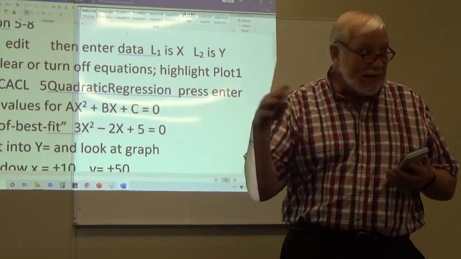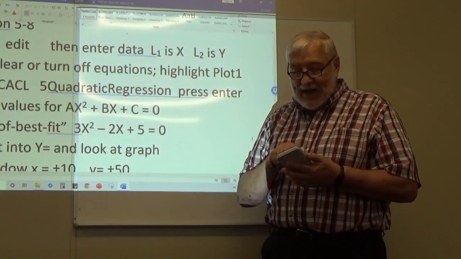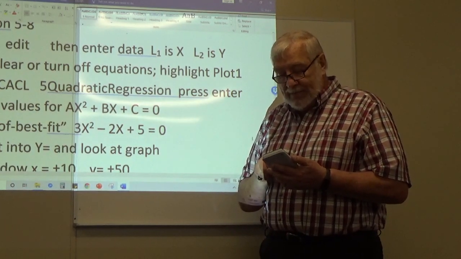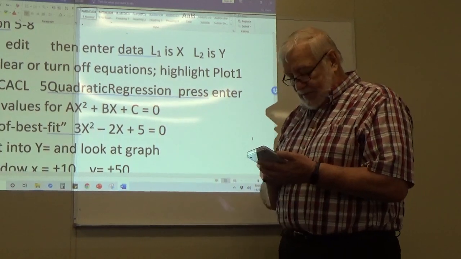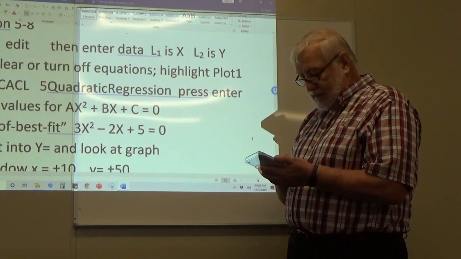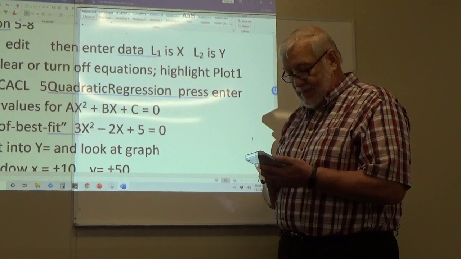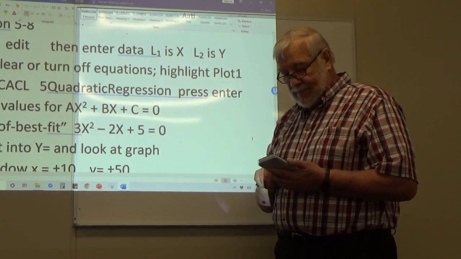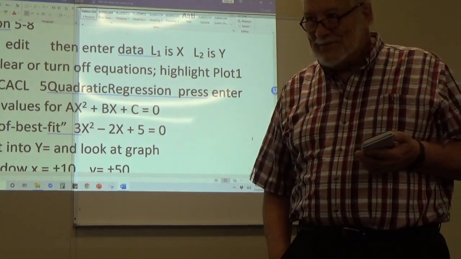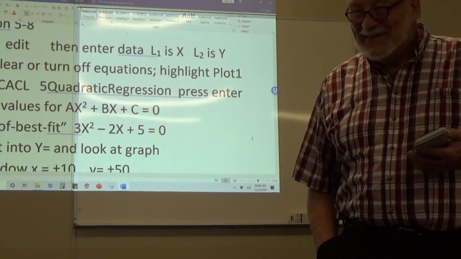Now, if that's all we needed, we were done. But now let's go into y equals and let's put that in. Let's see what happens. So go down to an open one, and you're going to press 3x raised to the second minus 2x plus 5. Whoa. Look what happens when you graph it. It goes right through the points. All right, isn't that cool?